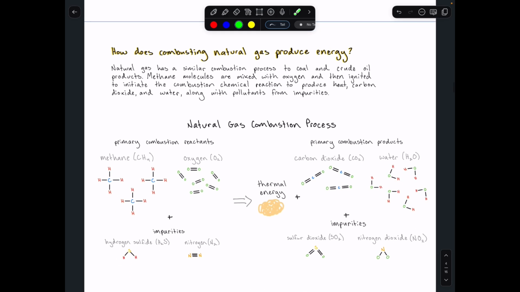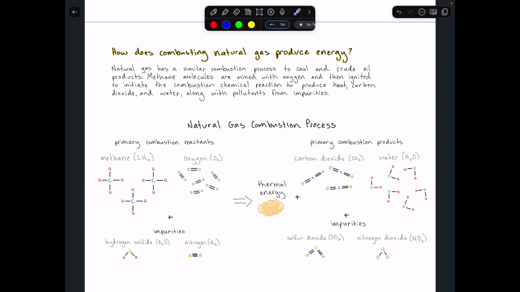All right, so how does combusting natural gas produce energy? Natural gas undergoes a similar combustion process to coal and crude oil products. Here you can see that the primary reactants in this chemical reaction are methane and oxygen, and when these two react with each other, the primary results are thermal energy, which is what we want for the power plant, carbon dioxide, and water.